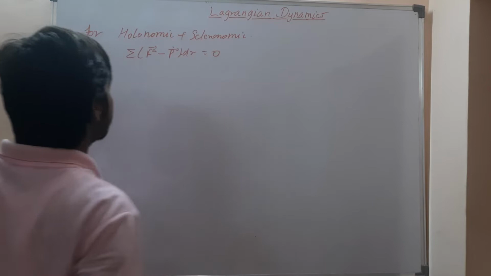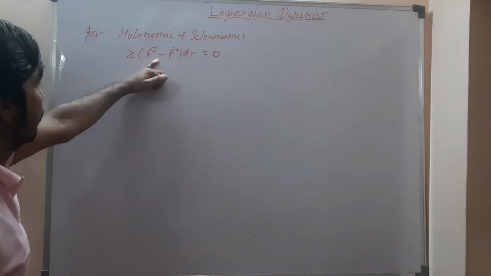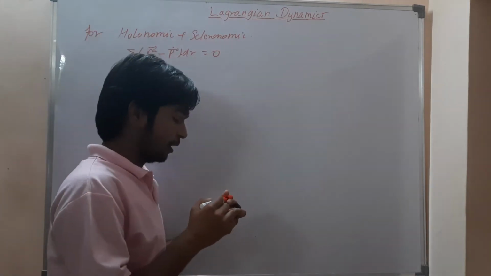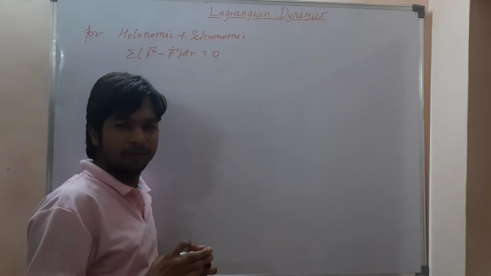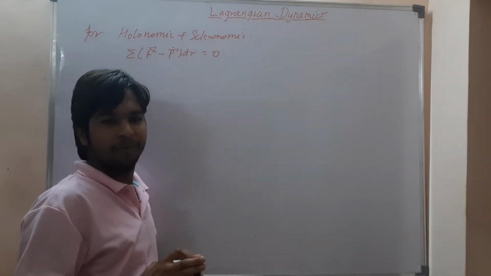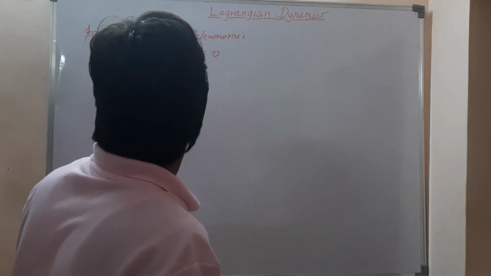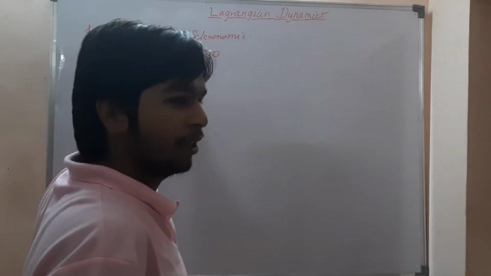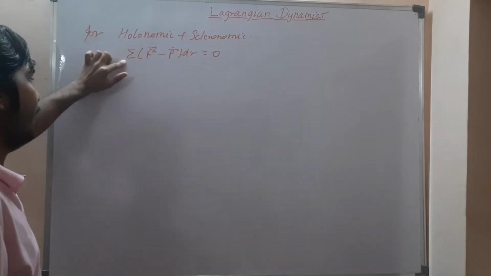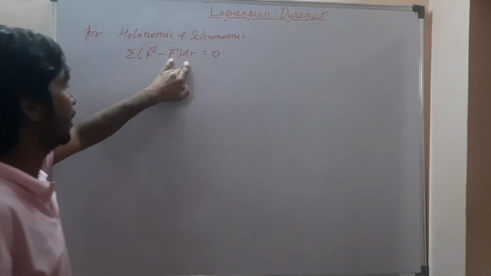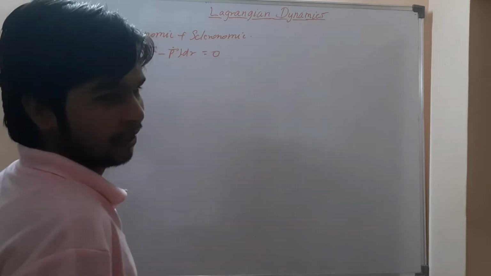So here one term was there, the force of constraint, but it disappeared. So in this formula we need not worry about that force of constraint. If any force of constraint is there for a holonomic plus scleronomic system, we need not worry. We only have to see the applied force and displacement, and according to that we can solve it easily.